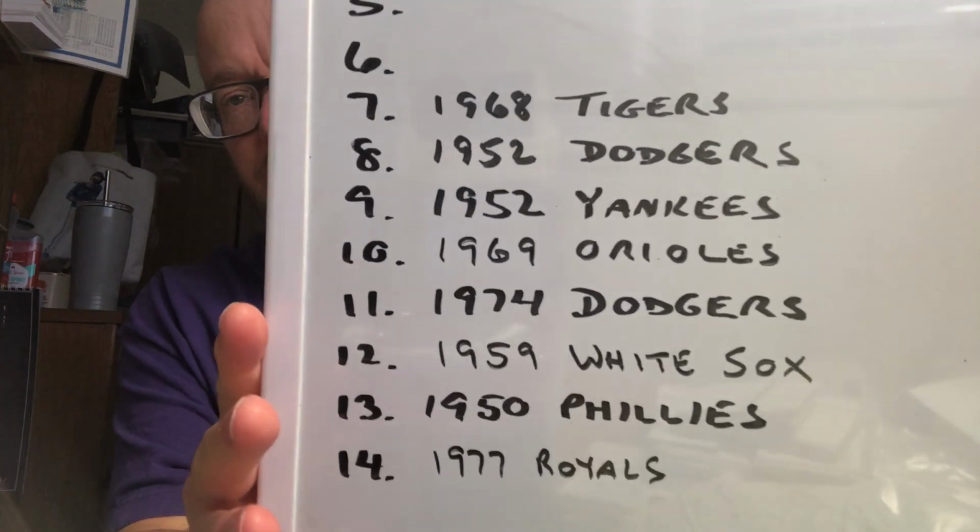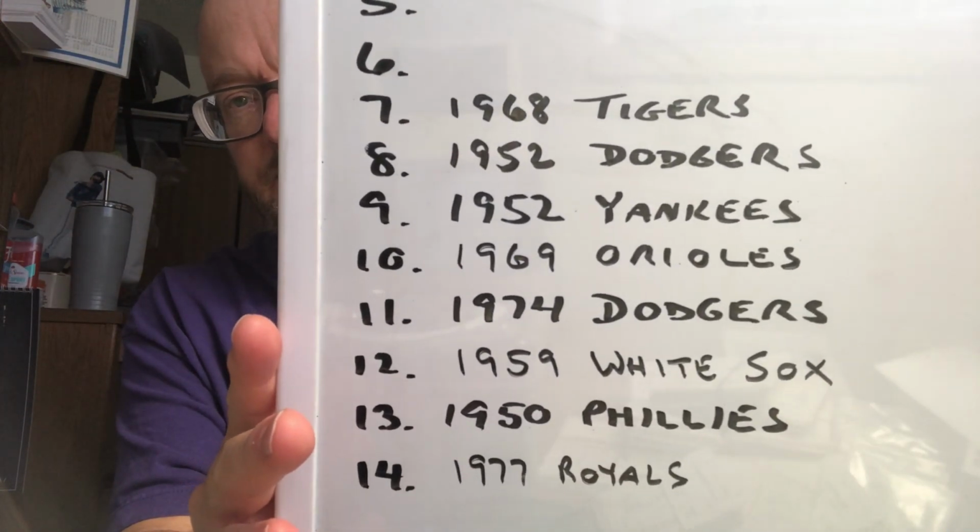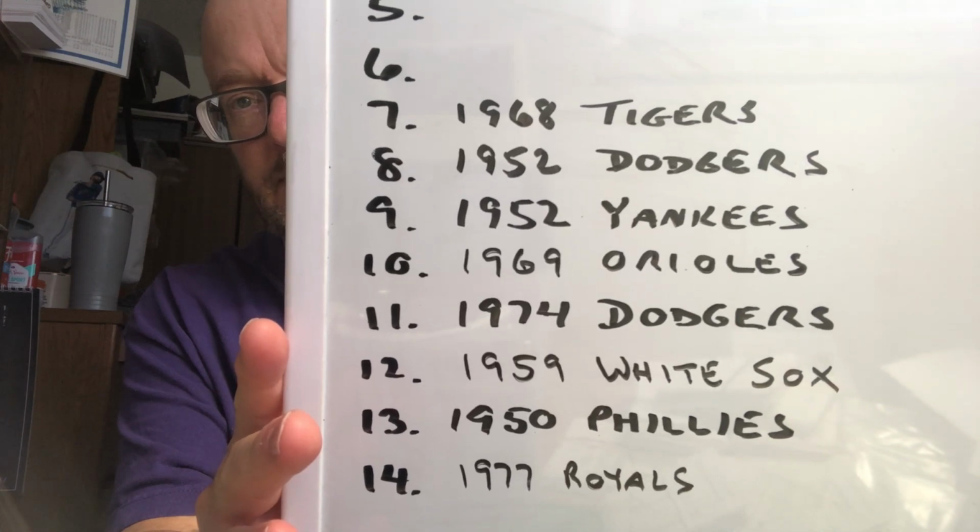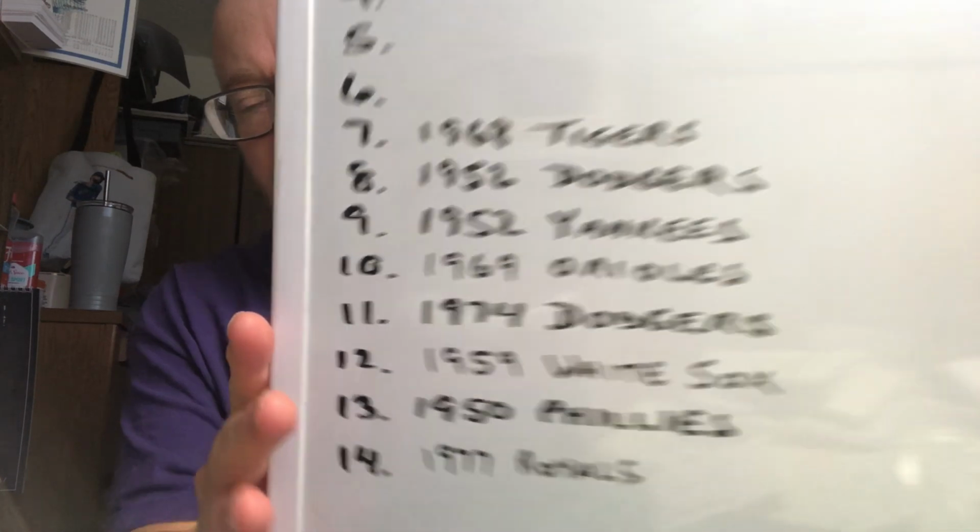With a deep pitching staff, 3 excellent starting pitchers, and a deep bullpen, and a lot of power. For 1968, the team was loaded with big bats. The 1968 Tigers are team number 7. All right, team number 6. 5 to go to the King of the Hill.